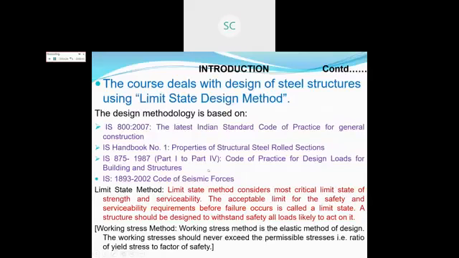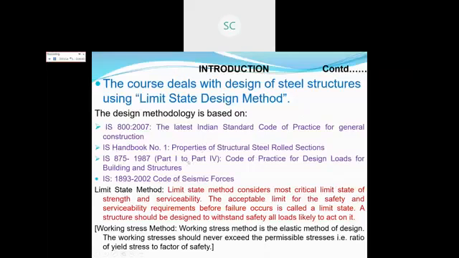Part 1 is for the dead load, Part 2 is for the live load, Part 3 is for the wind load, and Part 4 is for the snow load. And you can also use the IS 1893 2002 code for seismic forces. So these are used for the design of steel structures.